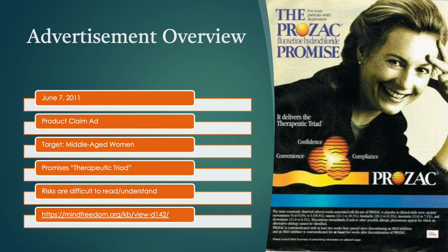Basically the overview of this ad is that it's a product claim ad, targeted towards middle-aged women, and it promises a therapeutic triad: confidence, convenience, and compliance, and we will be talking about that throughout this entire PowerPoint. At the very bottom, it is very hard to read, but it describes the risks and the clinical trials that it went through.